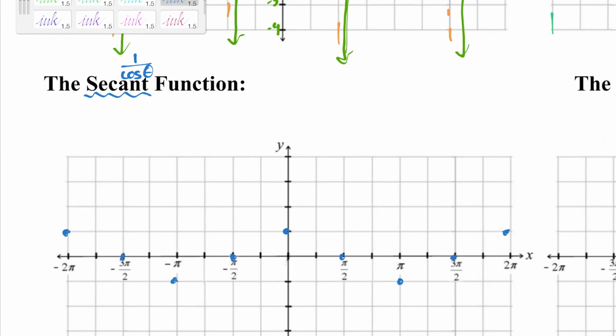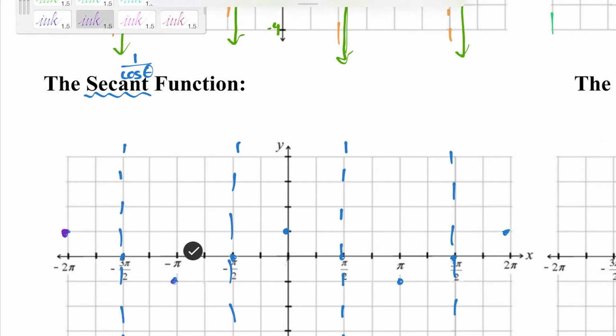And so because I would be flipping the function, anytime I'm crossing the x-axis, so anytime we would have 0 for our cosine of theta, I'm going to put an asymptote, because technically it would be like 0 over 1, and then I would be flipping it to 1 over 0. So these all become asymptotes. My other points here are going to remain.